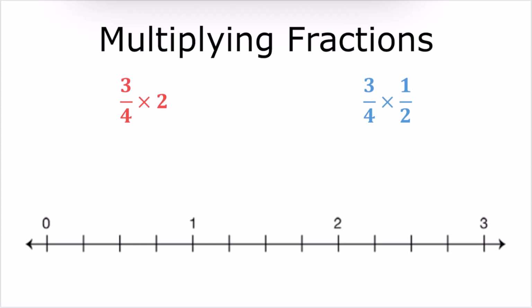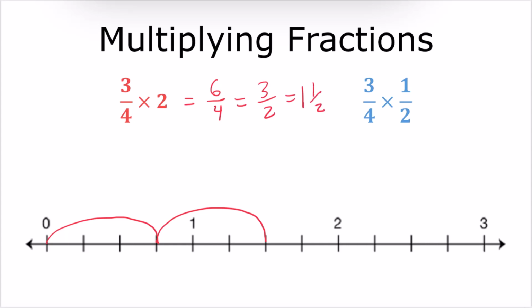So I'm going to start off by multiplying the fraction 3/4 times 2, and then I'm going to do 3/4 times a half. So if I did 3/4 times 2, that basically means I'm making 2 copies of 3/4. So I would go to 3/4, that's 1 copy of 3/4. And then if I make another copy of 3/4, that would equal 1.5. Or another way you could think about this is that this would be 6/4, which reduces to 3/2, which equals 1 1/2 if you change it to a mixed number. So that's what happens if you make 2 copies of 3/4.